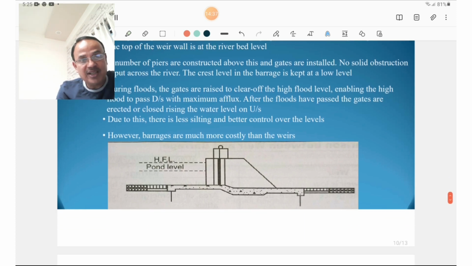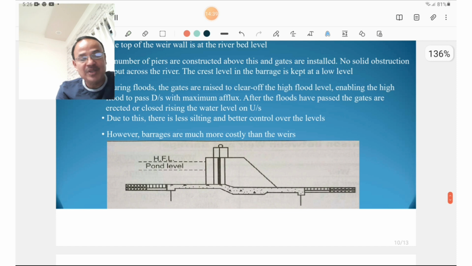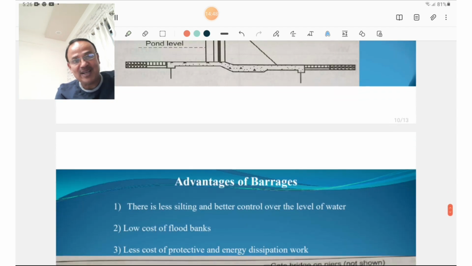In this figure, the pond level is shown. The high flood level is also shown. The upstream protection works and downstream protection works are also shown for that particular barrage.